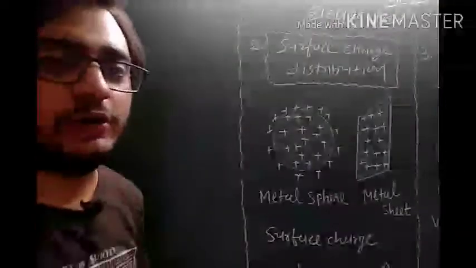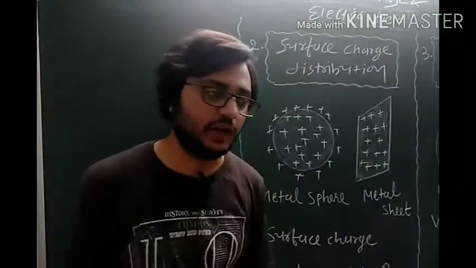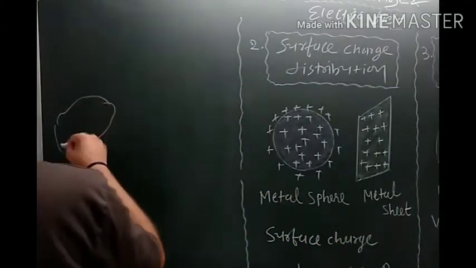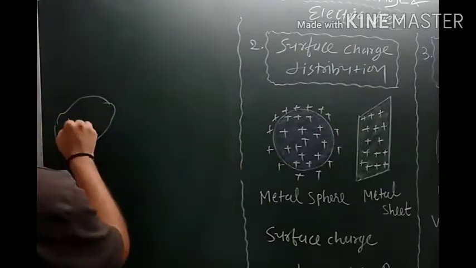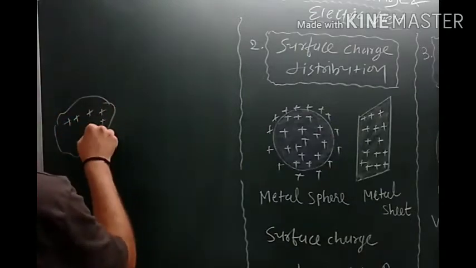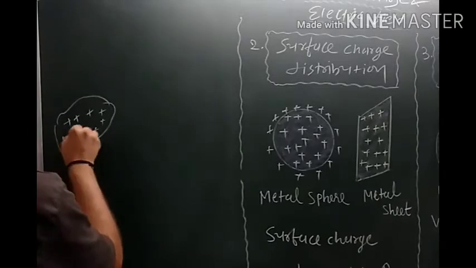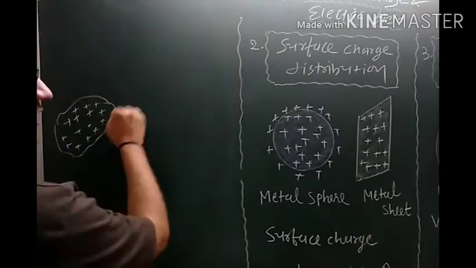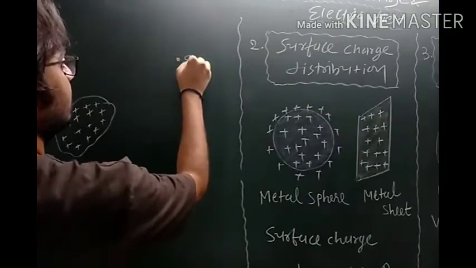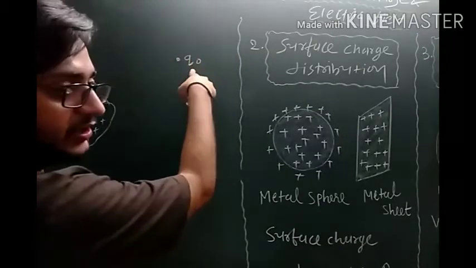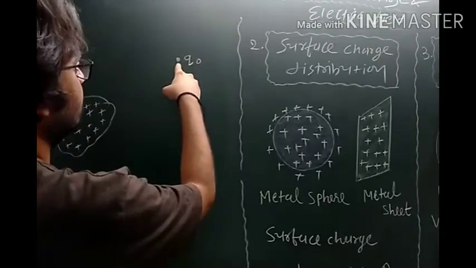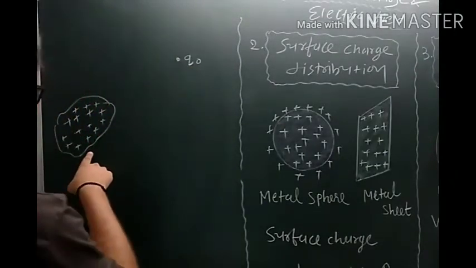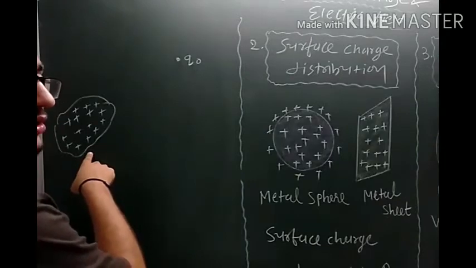Now we talk about continuous charge distribution. In this continuous charge distribution, suppose we take one arbitrary region. It has continuous charges which are positive. Near this region we have another charge Q naught. This is nothing but a test charge. Now we want to calculate the net force exerted on Q naught due to this continuous charge region.